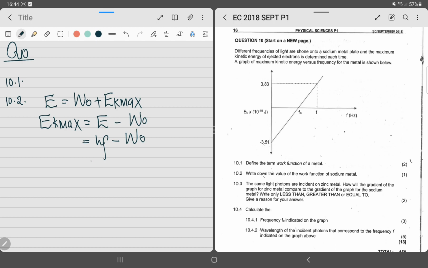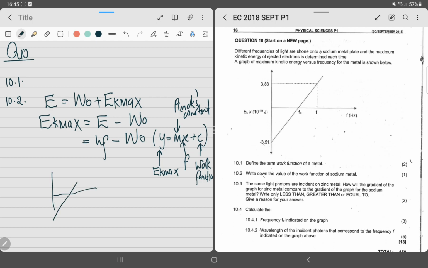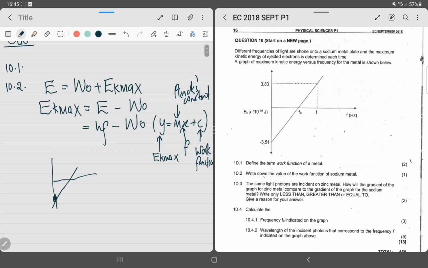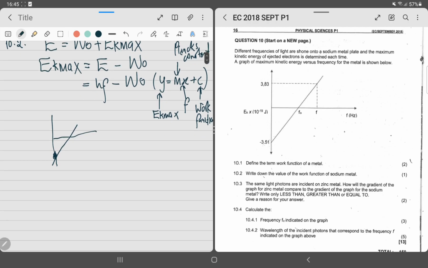So this gives you the equation of a straight line, y equals mx plus c, where y is the EK max, the gradient is Planck's constant, and on the x-axis you have the frequency, and then the y-intercept will be the work function. So wherever the graph cuts the y-intercept, that is where your work function will be.